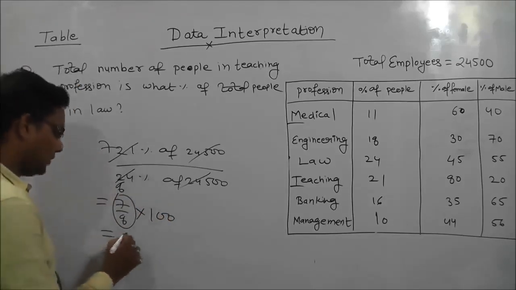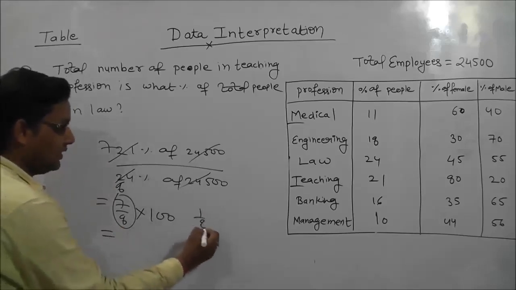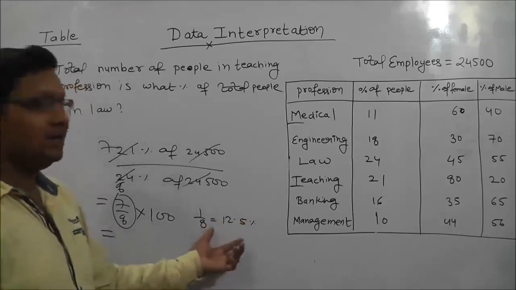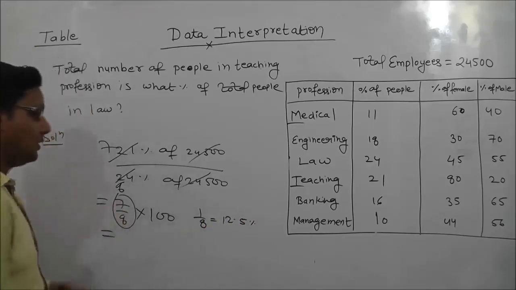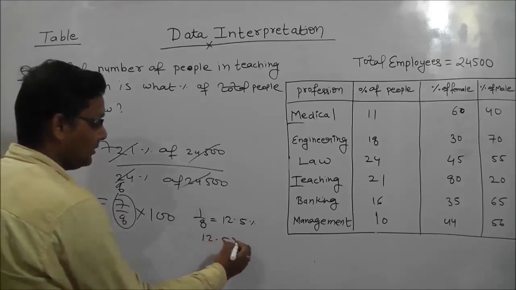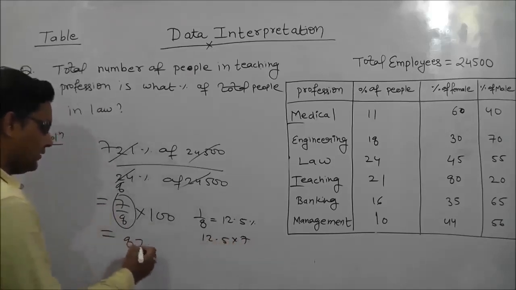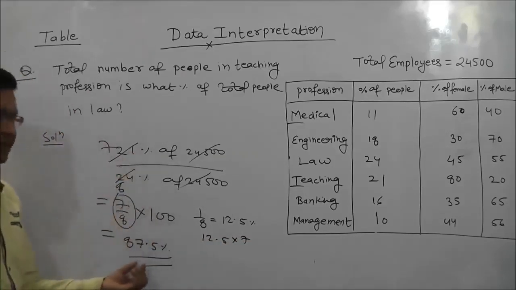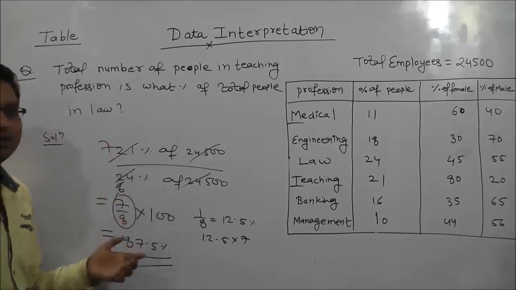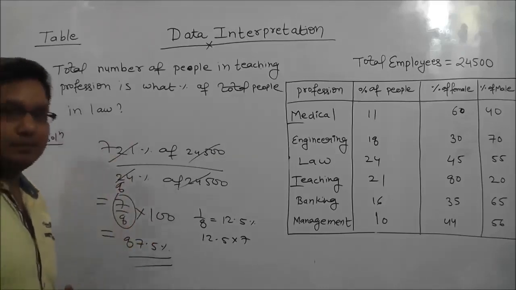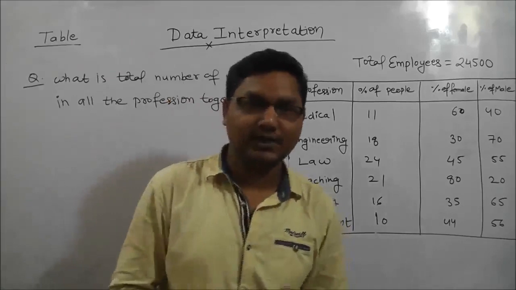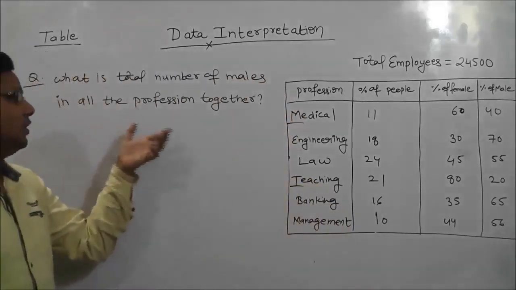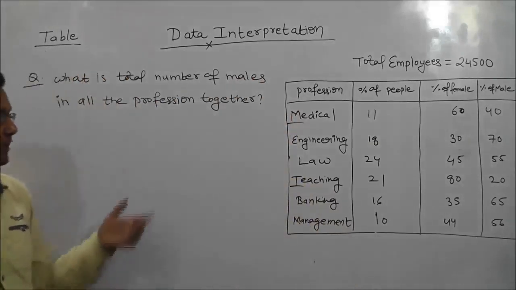We know that 1 by 8 is 12.5%. By the concept of percentage, we know 1 by 8 is 12.5%. So 7 by 8 will be 12.5 into 7, that is 87.5%. So in this way you can find what percentage of this question. So this question can be solved in less time. So let's see our third question on table, that is we have to find the total number of males in all the professions together. So we have to find total number of males.